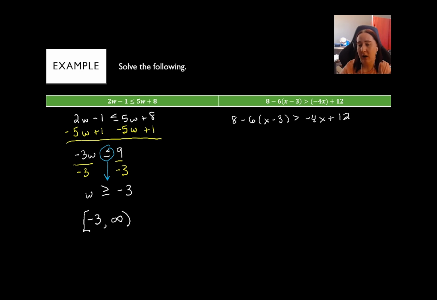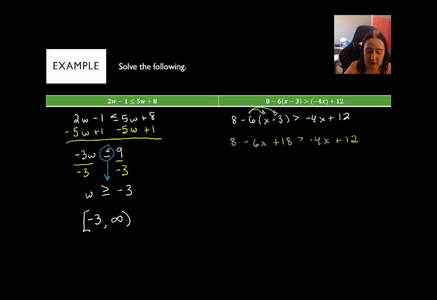So here we've got something that we have to distribute before we do anything else. So I have to distribute that negative 6 through the parentheses, so I got an 8, and then that gives me a minus 6x, and then a negative 6 times a negative 3 is a positive 18. So I just need to distribute, and then the right side will stay the same.